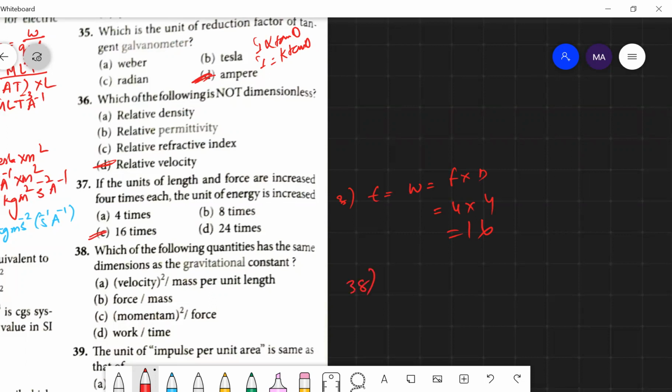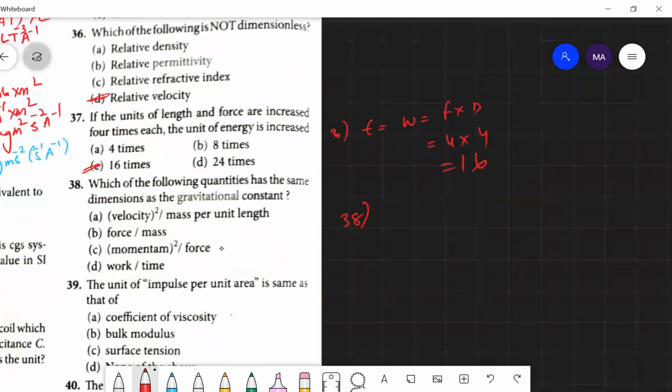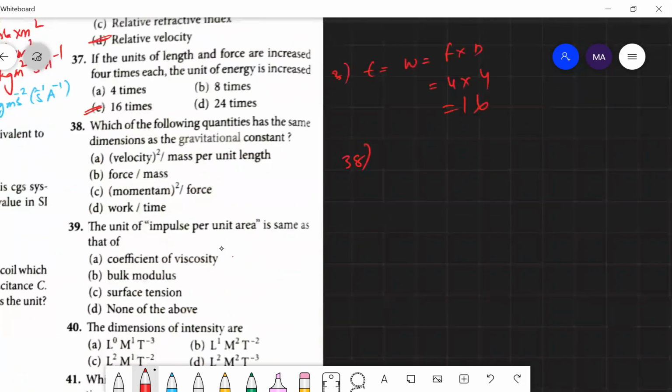Next one, 38. Which of the following quantities has the same dimensions as the gravitational constant? You need to check with all of the relations. So let us try the first one: velocity square divided by mass per unit length. Velocity is L T power minus 1, whole square, divided by mass per unit length, which is M by L, meaning M L power minus 1. So this will come out as L cube T power minus 2.